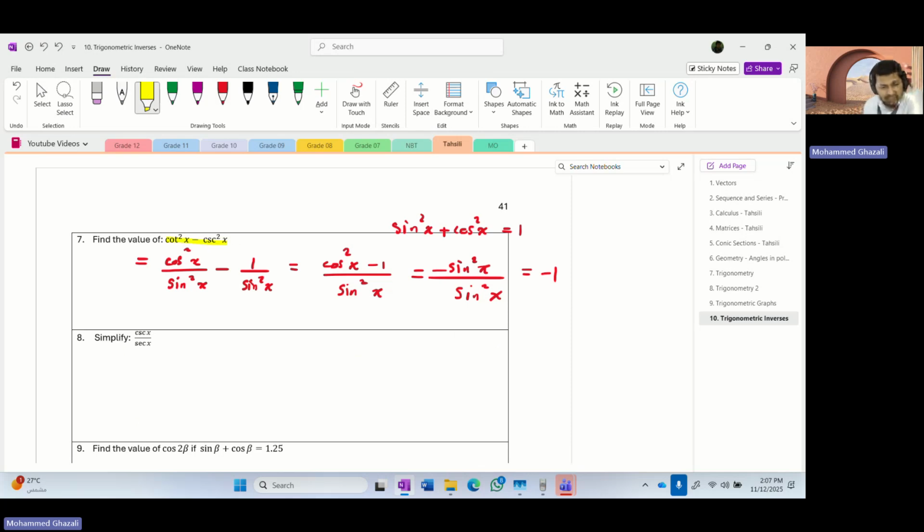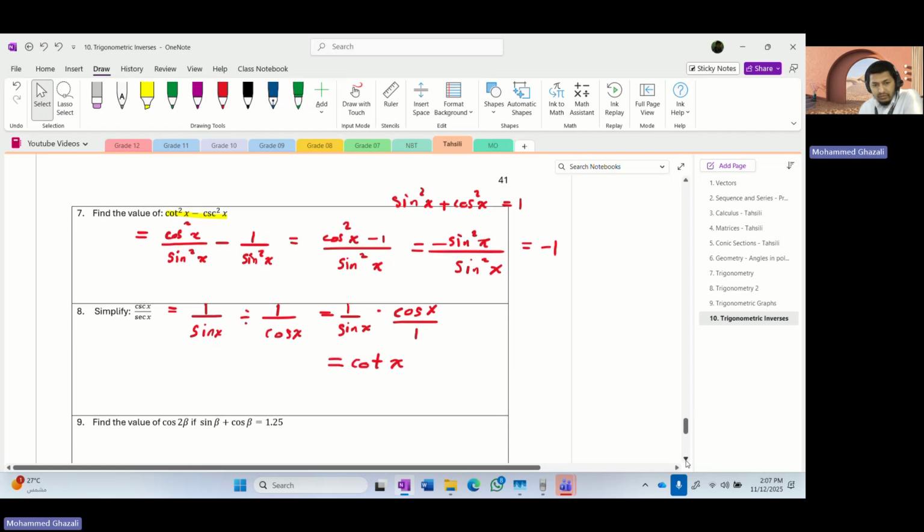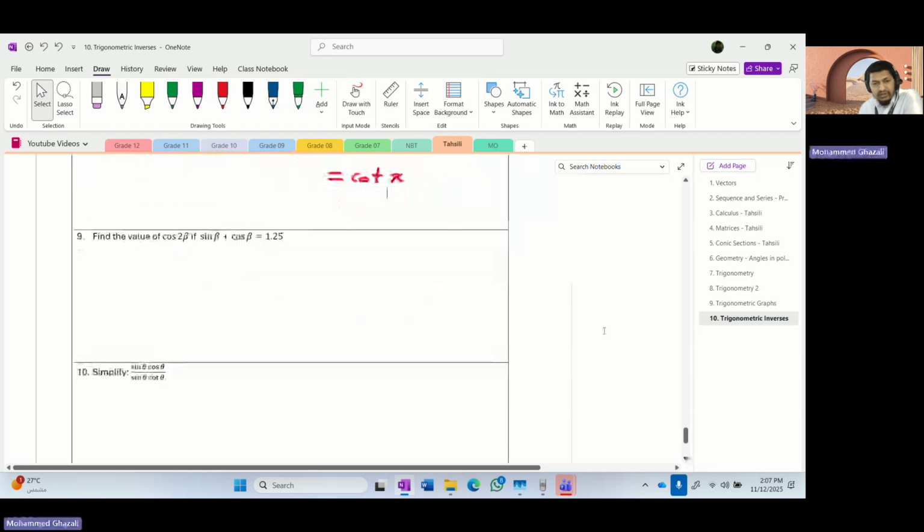Next one, what is cosec x over sec x? So cosec x is 1 over sine x, and we're dividing it by sec x, which is 1 over cos x. So you keep change flip, so you're getting 1 over sine x dot cos x over 1. So cos over sine, which is cot x. Moving on to the next problem.